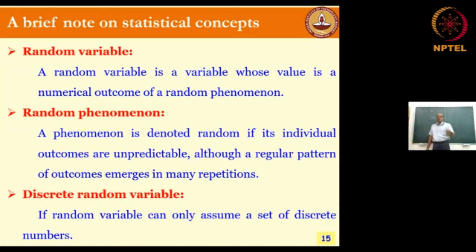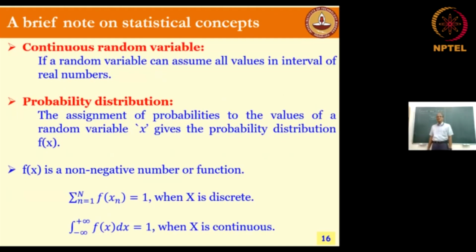A discrete random variable is something which can assume discrete values. Tossing of a coin, only two possibilities are there. It cannot be like the Sholay movie, right, where the coin stands, neither here nor there, okay? All right. A continuous random variable is one which can assume all values in an interval of real numbers, okay?